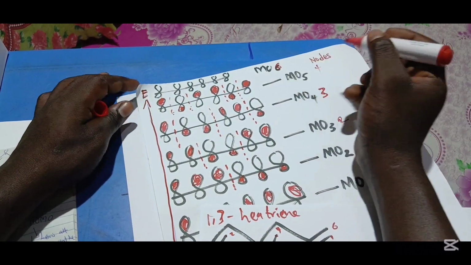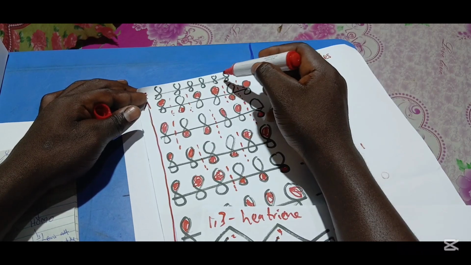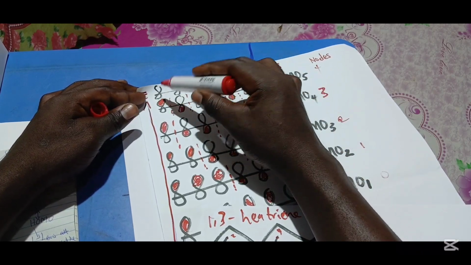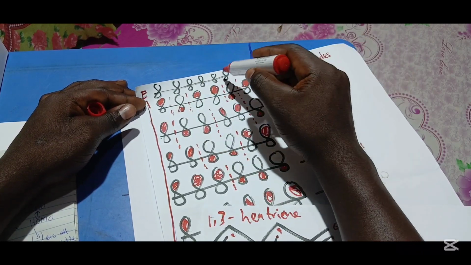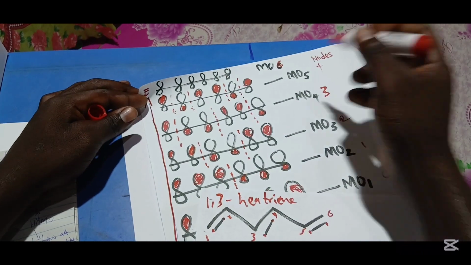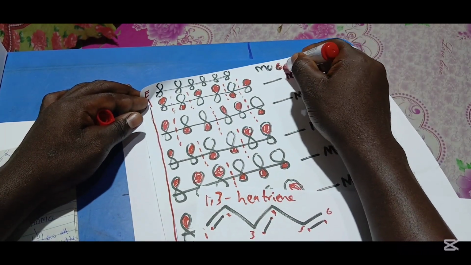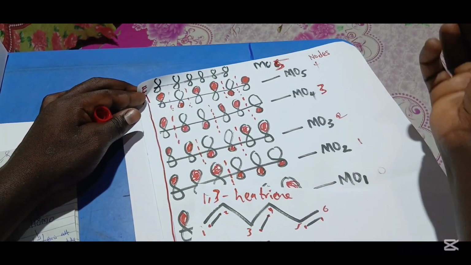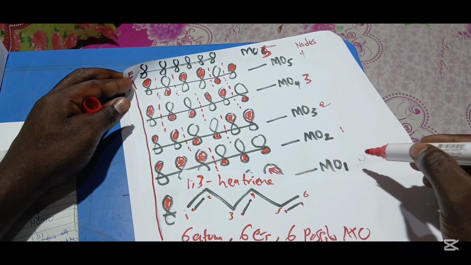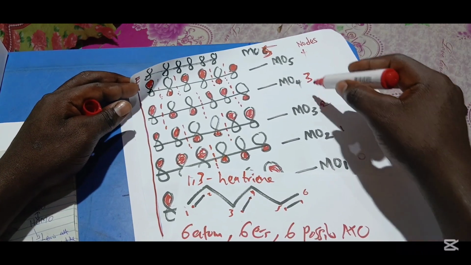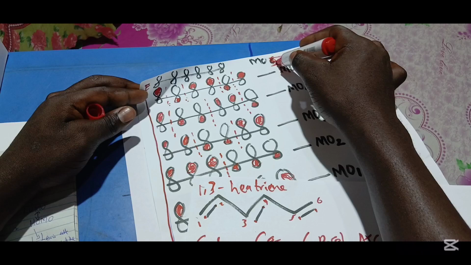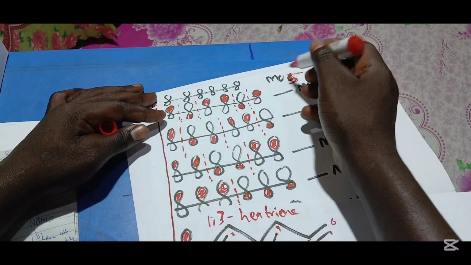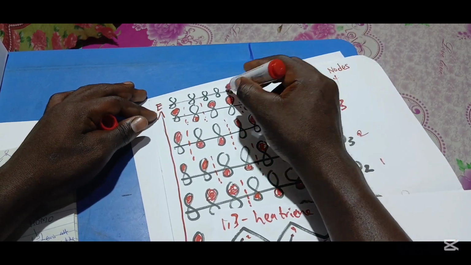So MO6, we have to get 6 nodes, right? So look at this: 1, 2, 3, 4, 5. Not 6. This will be 5. Yes, because when we started numbering our node, we started from 0, 1, 2, 3, 4, 5. So this will actually be 5, right? So we have to get 5 nodes here. So 1, 2, 3, 4, 5.